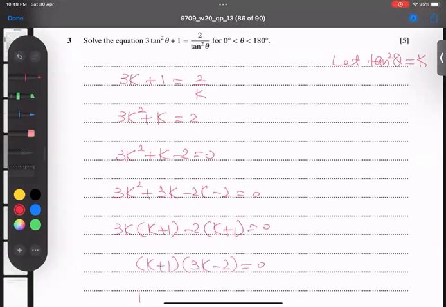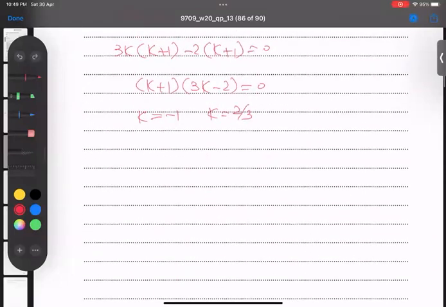We got two answers. One answer becomes -1, one answer becomes 2/3. Both values, one by one, put into that equation. So let's see, tan^2 x equals k. So tan^2 x = -1, and second, tan^2 x = 2/3. Take the root of both sides. When I take the root here, it gives plus and minus root of -1, so no real solution. No real solution.